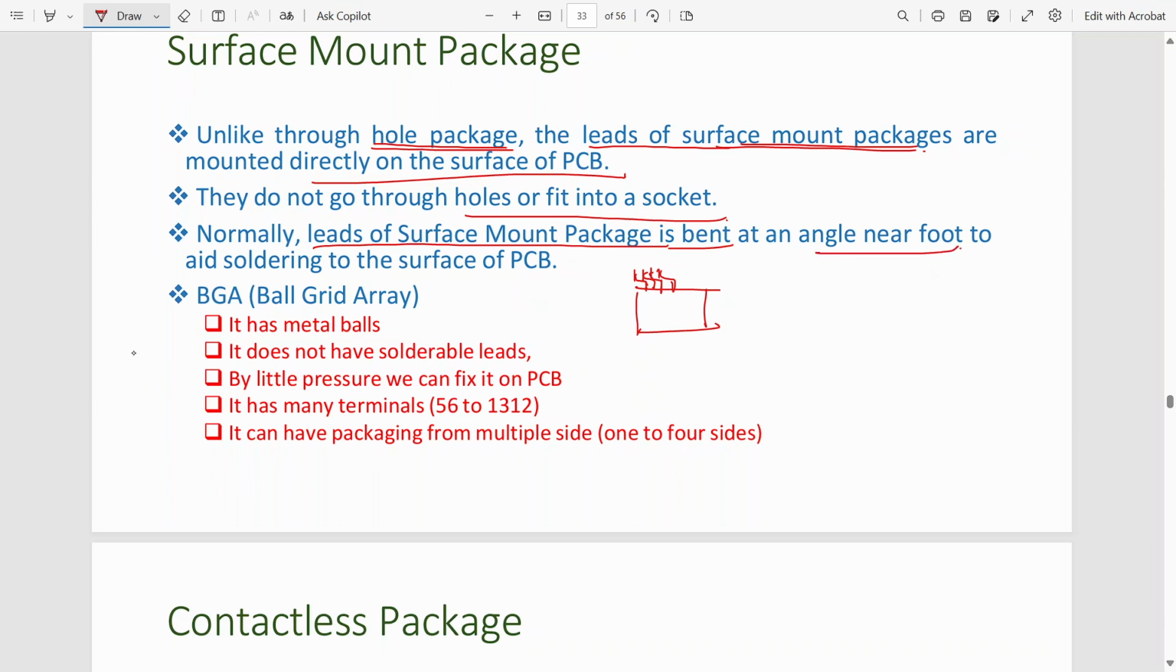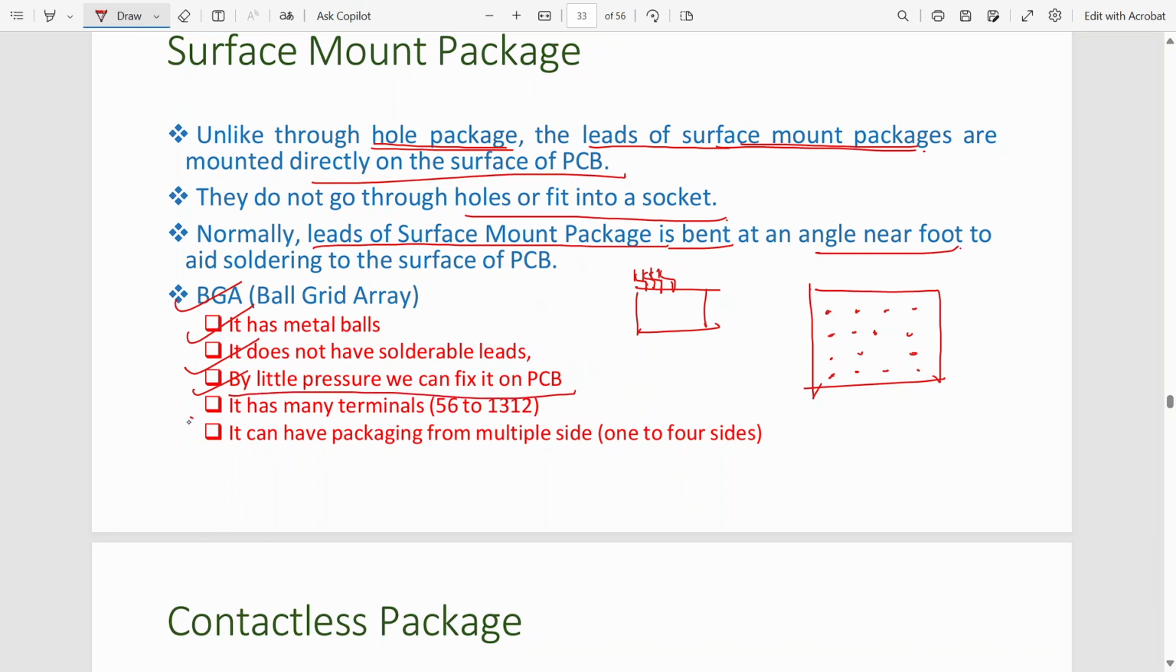There is also the ball grid. Ball grid means suppose one IC is there; inside, in place of these leads, there are ball-type terminals like this. This is nothing but a ball grid. It has metal balls and does not have solder. With a little pressure we can fix it to the PCB.